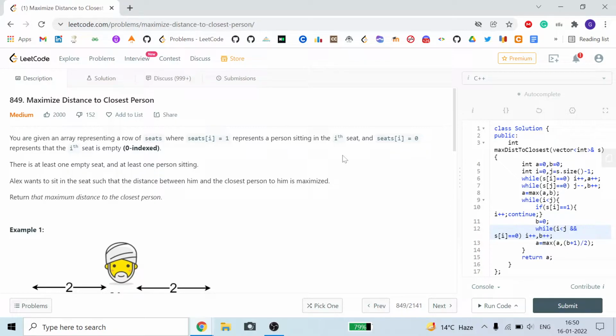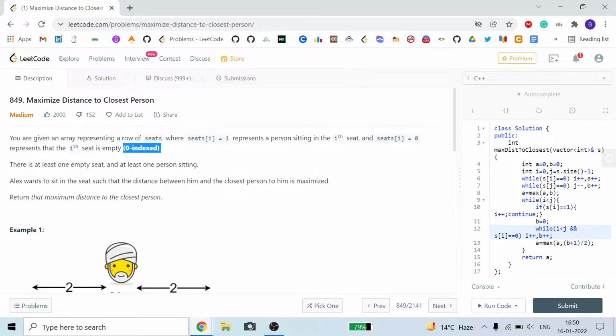So now we are going to discuss this LeetCode problem, Maximize Distance to Closest Person. Let's read the description first of all. We are given an array which represents a row of seats. If seats[i] is equal to 1, then it means a person is sitting in the ith seat, else while it is equal to 0, that means the ith seat is empty. Okay, and the index is 0-indexed.